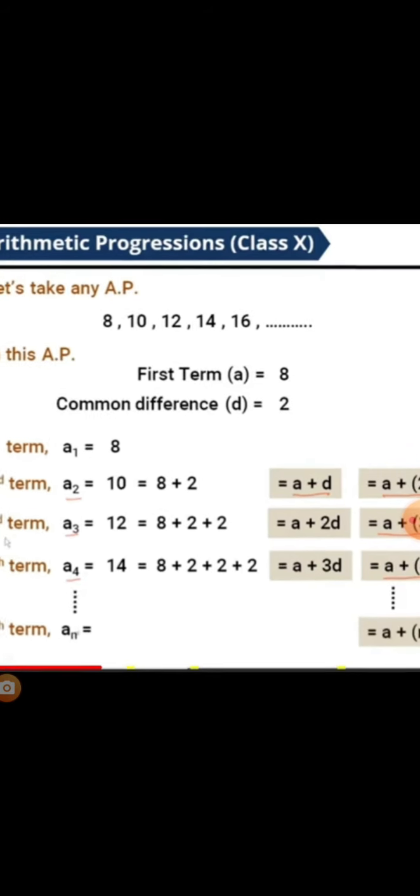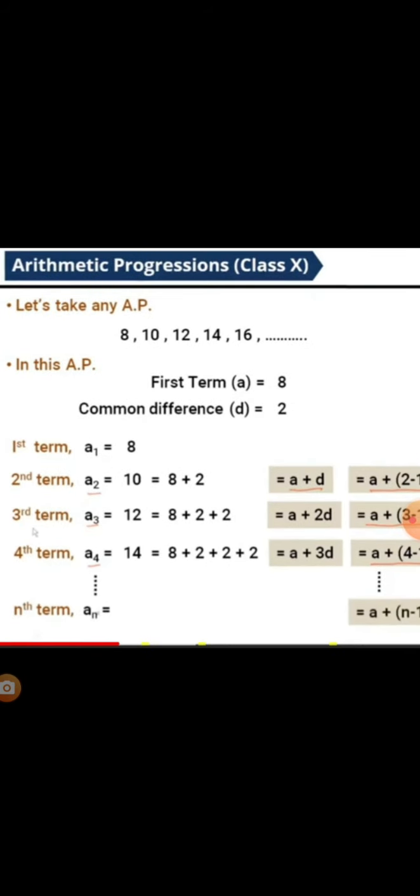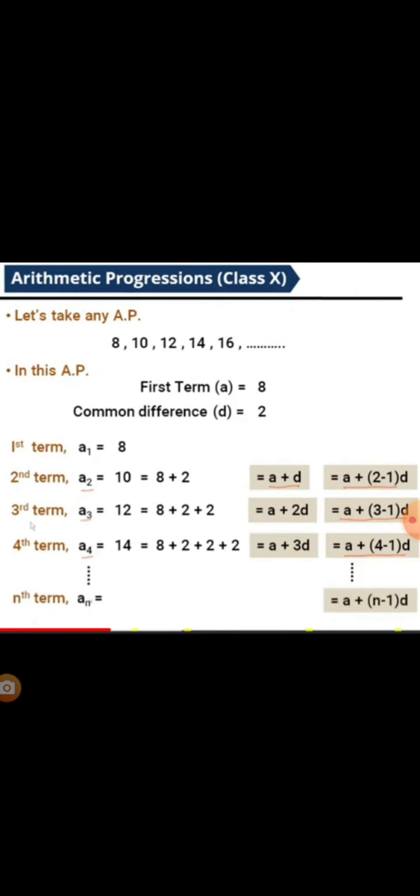Okay, so this can be written in a formula like this. Look here. 8 means what? The first term. That is A1 or A. We can take it as A plus. What is 2? Common difference. The common difference is denoted by D. That is A plus D.